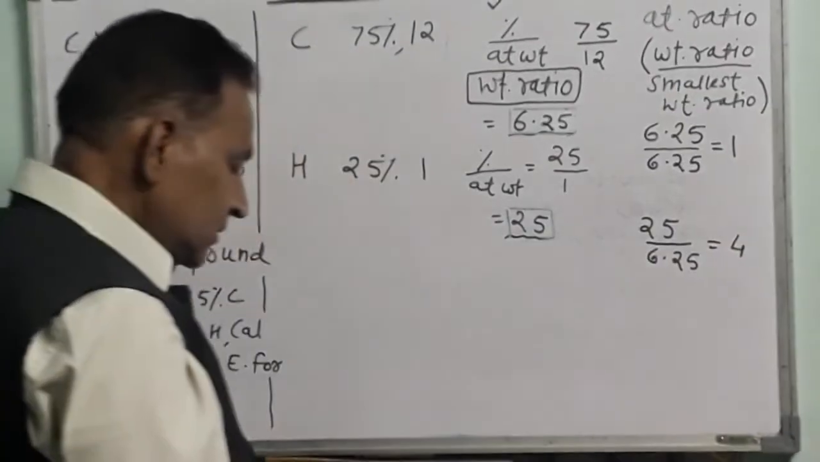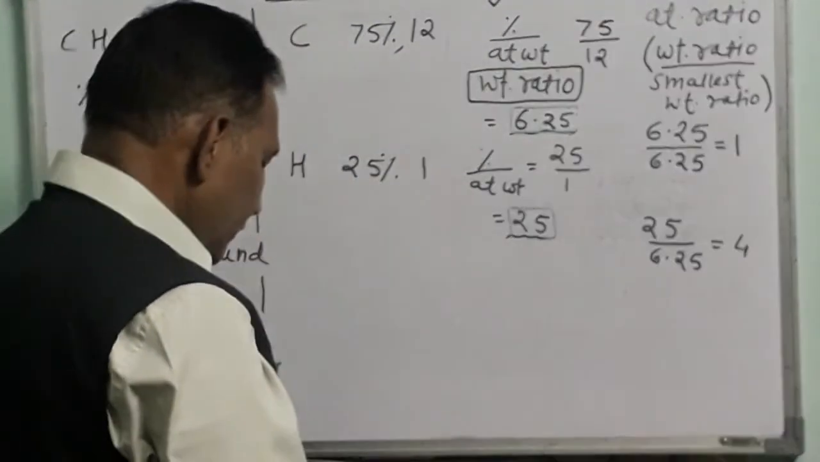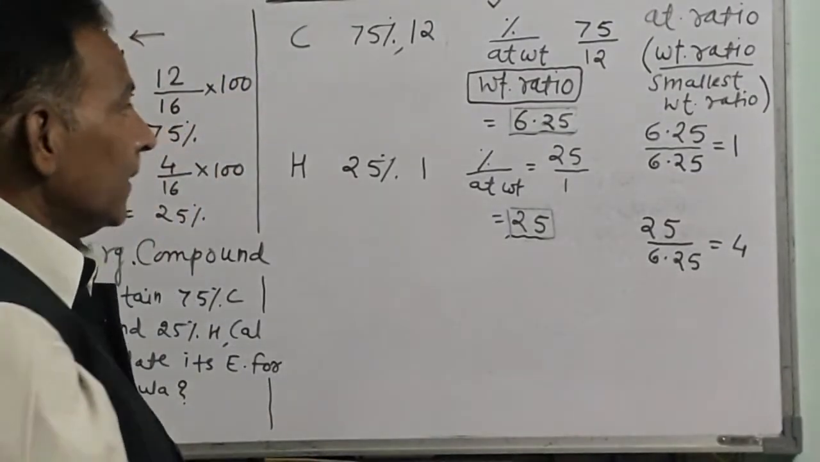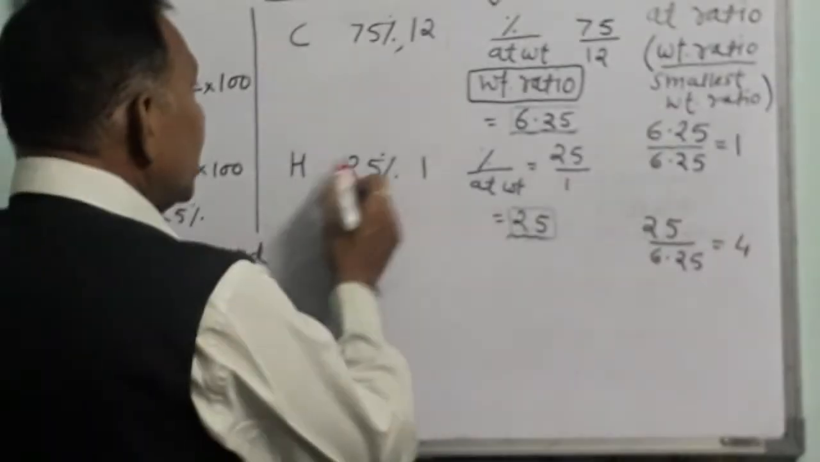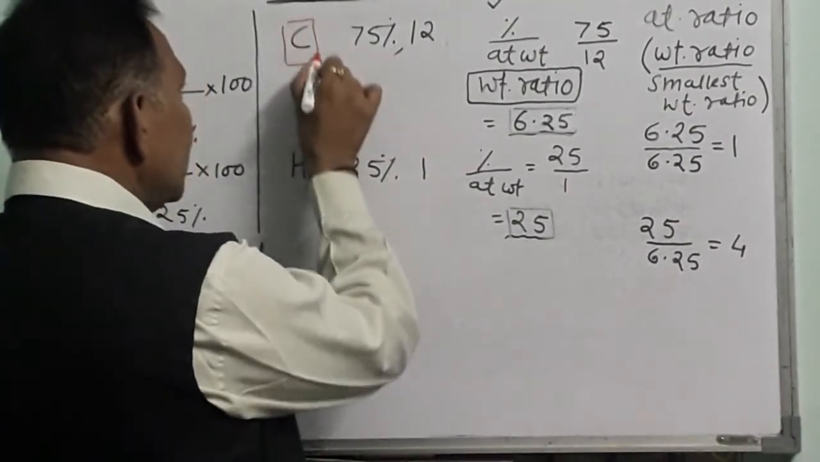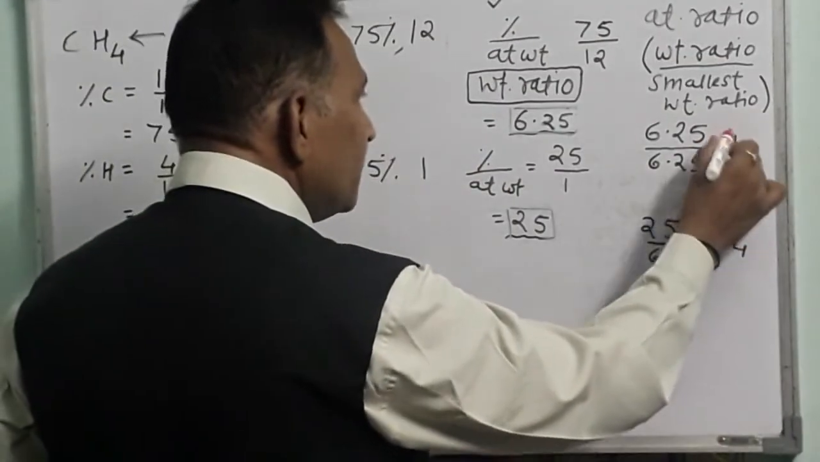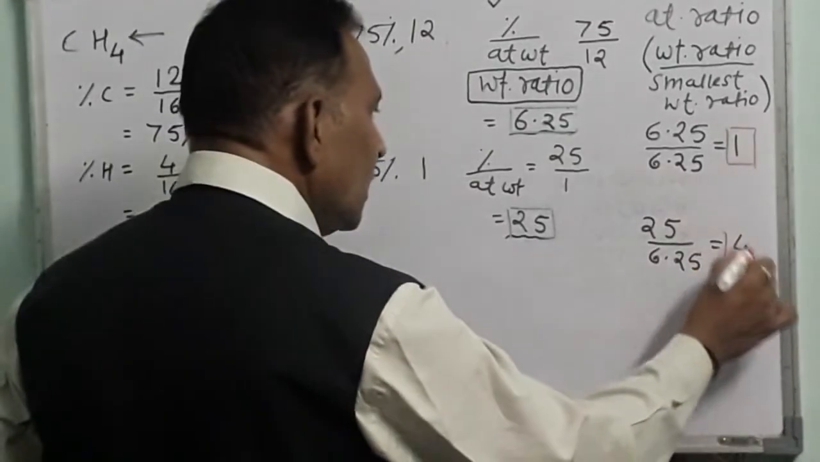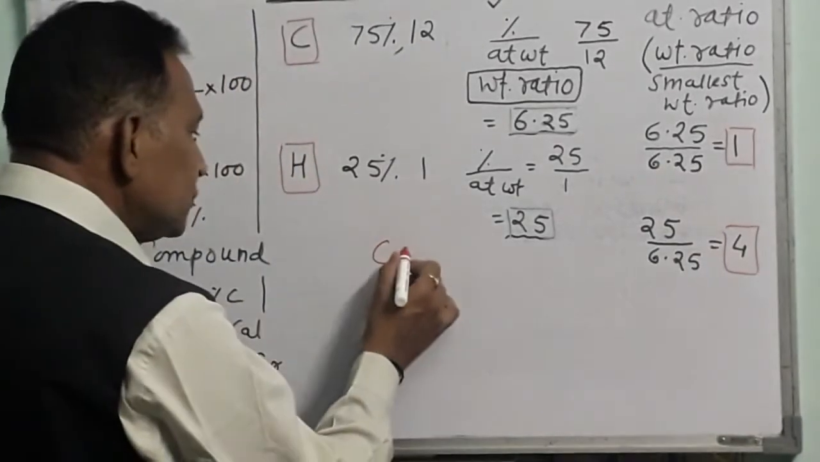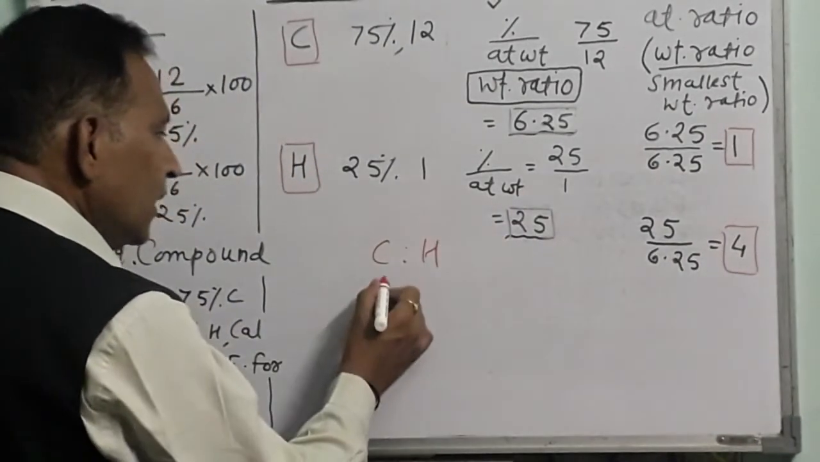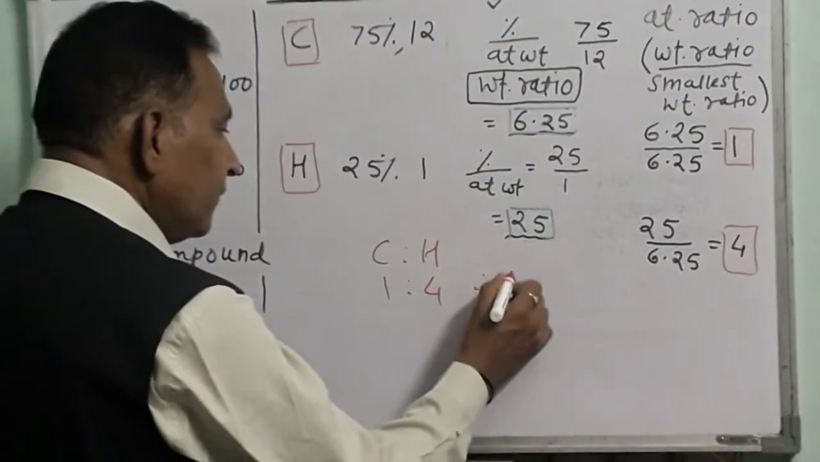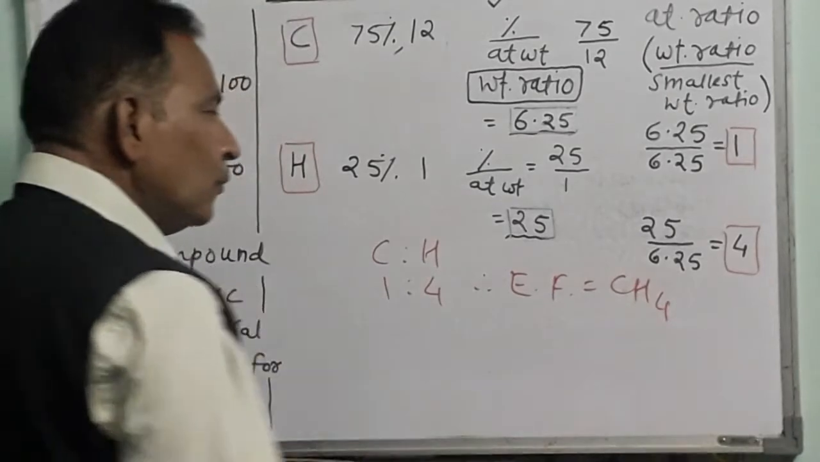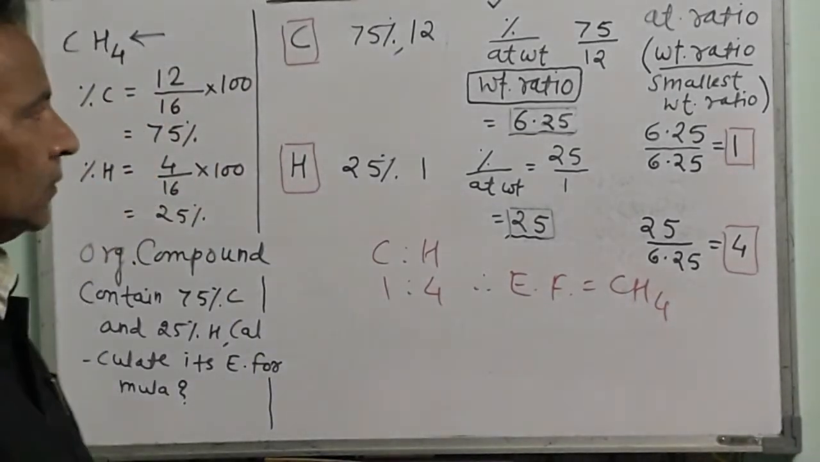So friends, what we have got here is the atomic ratio of the different atoms present in the formula. In front of carbon we have obtained 1, and in front of hydrogen we have obtained 4, and therefore the C to H ratio in this compound is 1:4, and therefore the empirical formula is equal to CH4.